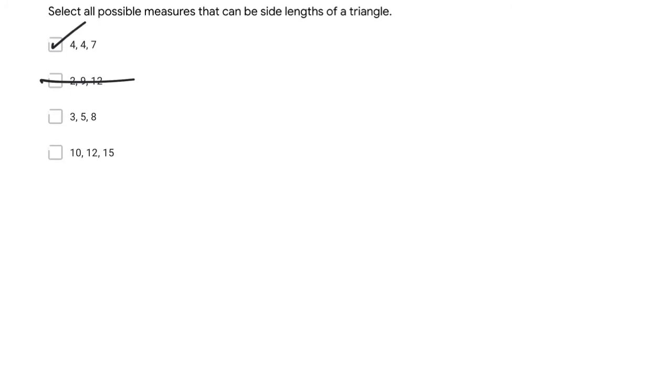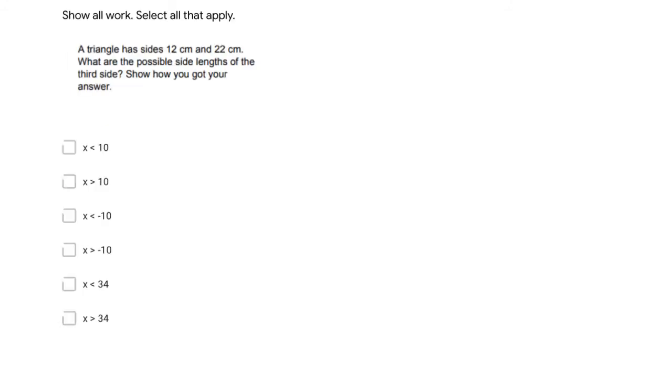Then we have 5 plus 3. 5 plus 3 is 8. 8 is not bigger than 8. It's the same thing as 8. So this one does not work. But then we have 10 plus 12, which is 22. 22 is greater than 15, so that one works. So that would be your answers. When you're already given all 3 sides, all you have to do is add the 2 smaller sides to make sure they're bigger than the third. All right, so this one's triangle inequality theorem as well.